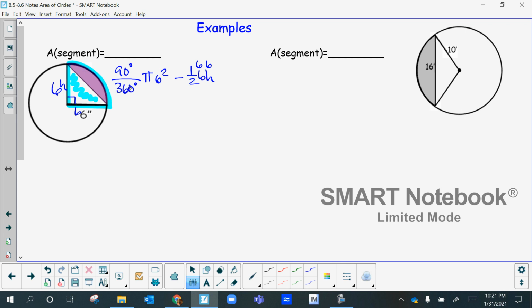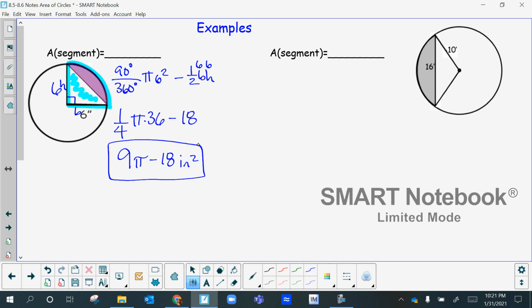So let's go ahead and simplify this. 90 over 360 is 1/4 pi times 36 minus half of 36, which is 18. Half of 6 times 6, and that's 18. All right, let's simplify this. 1/4 of 36 is 9 pi minus 18. And this is in square inches. So this is the exact answer. Okay, I'm going to write a note there that this is my exact area.